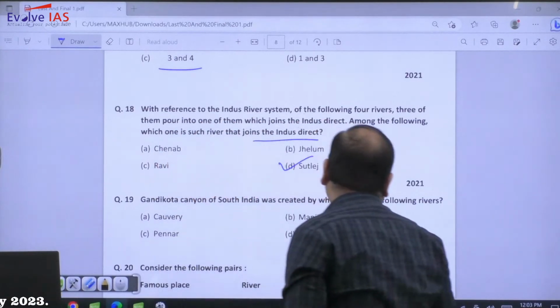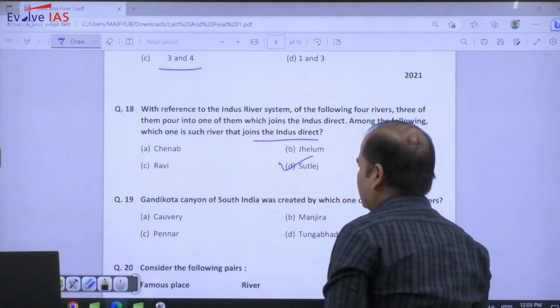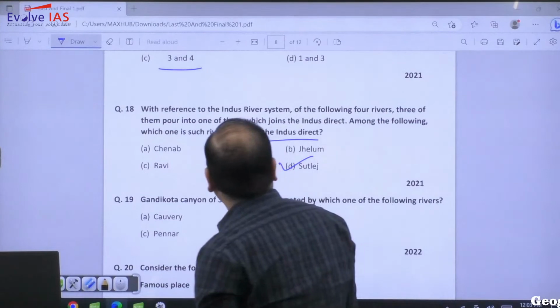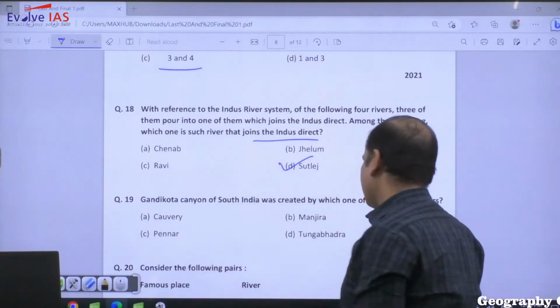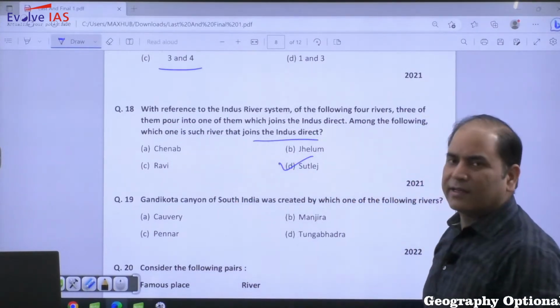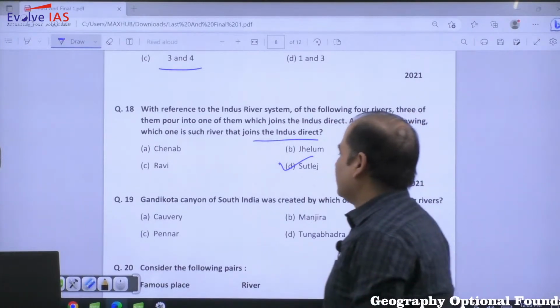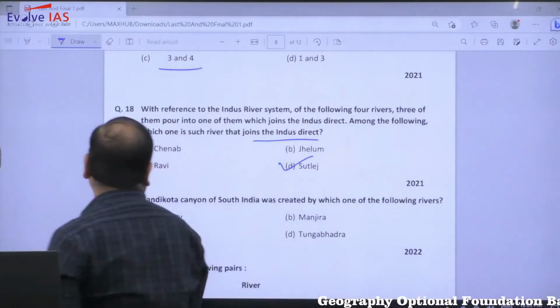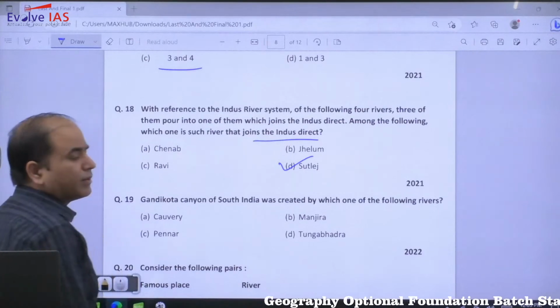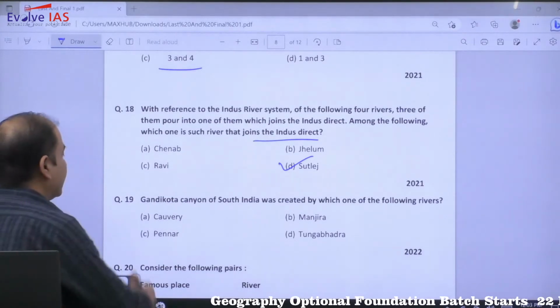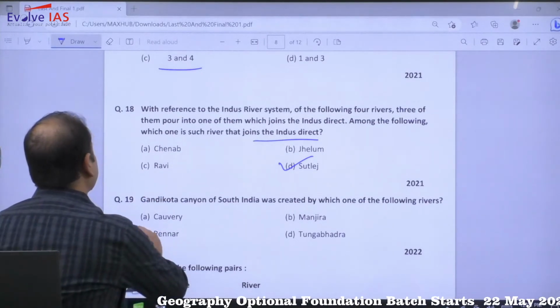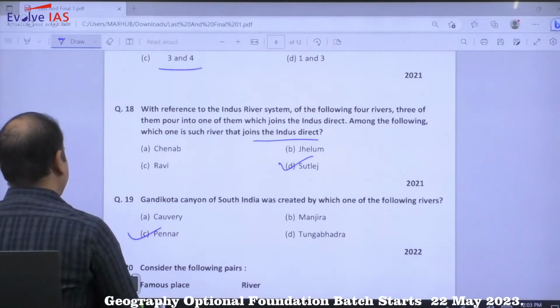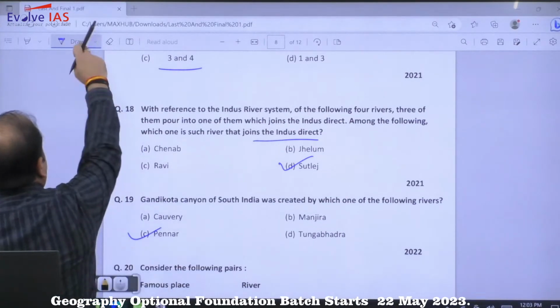Then there was a question in 2022. Gandikota Canyon of South India was created by which one of the following rivers? So it is a comparatively tough question, and it's a random question. So if you are not able to do this, there is not much problem with that. But as far as this Gandikota Canyon is concerned, it is associated with the Pennar river.